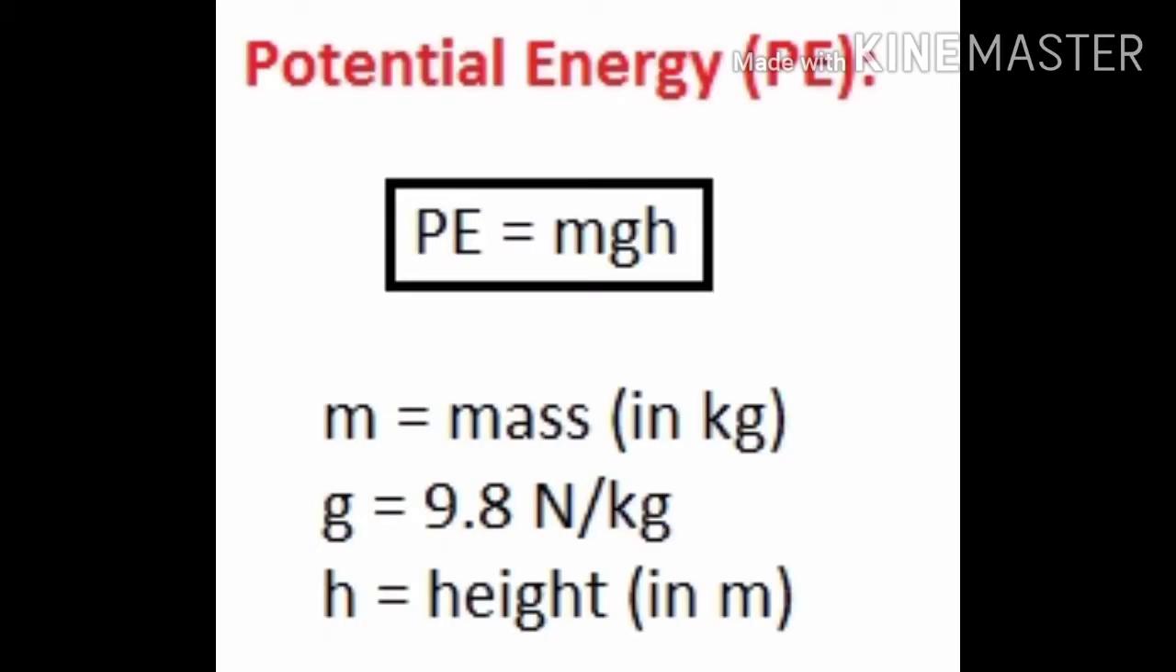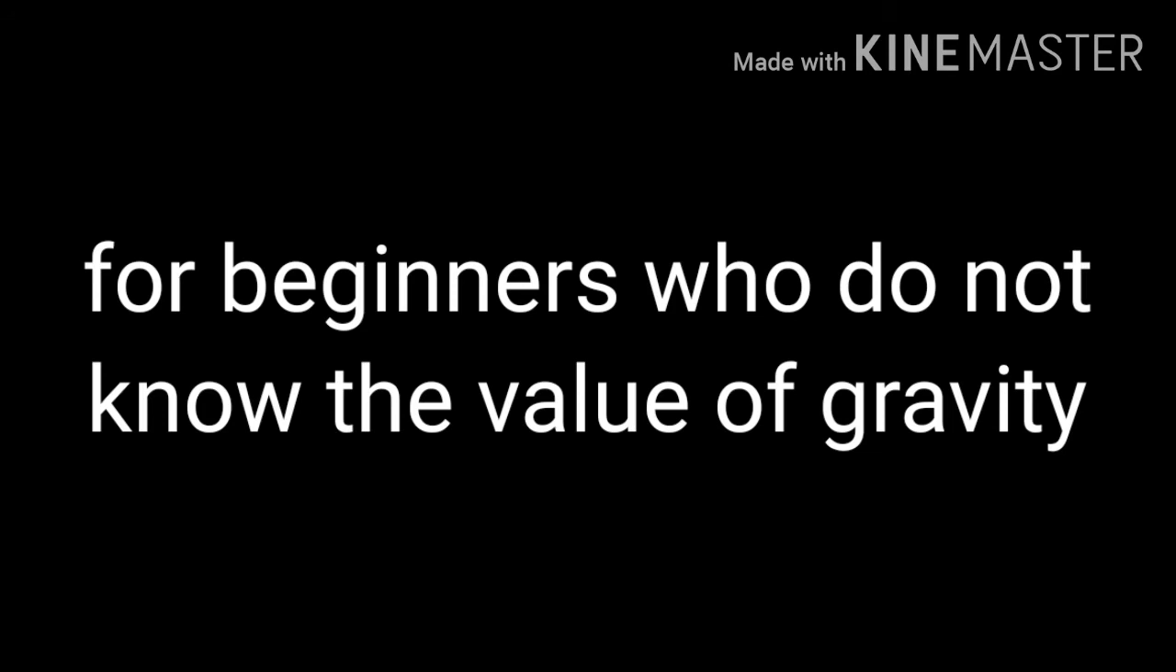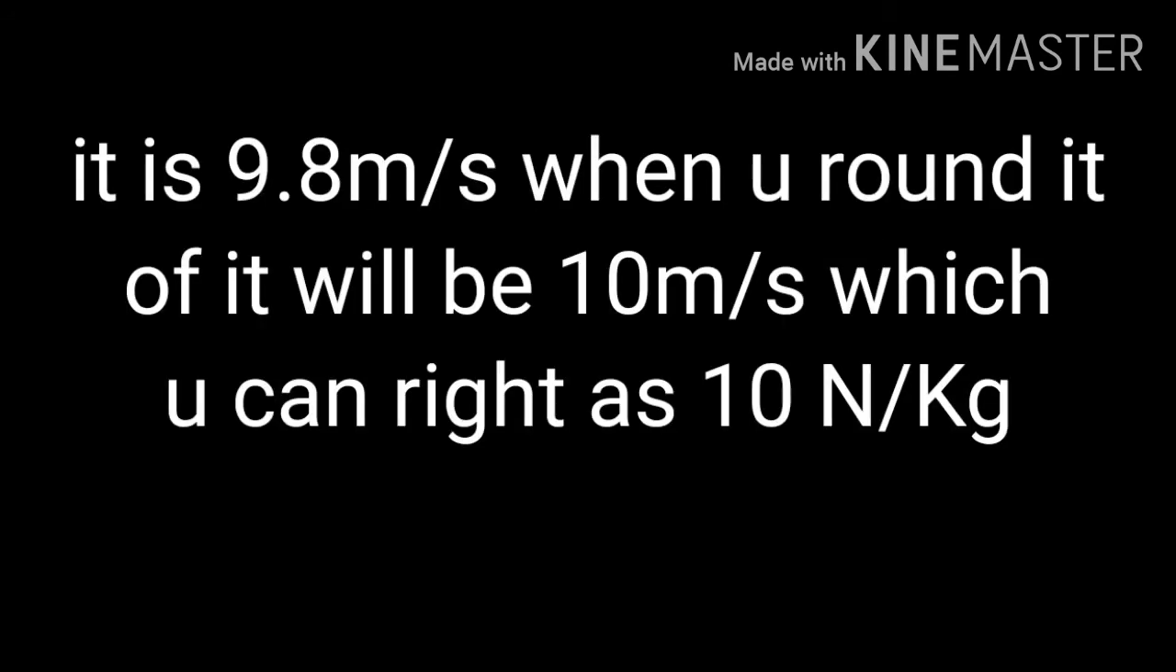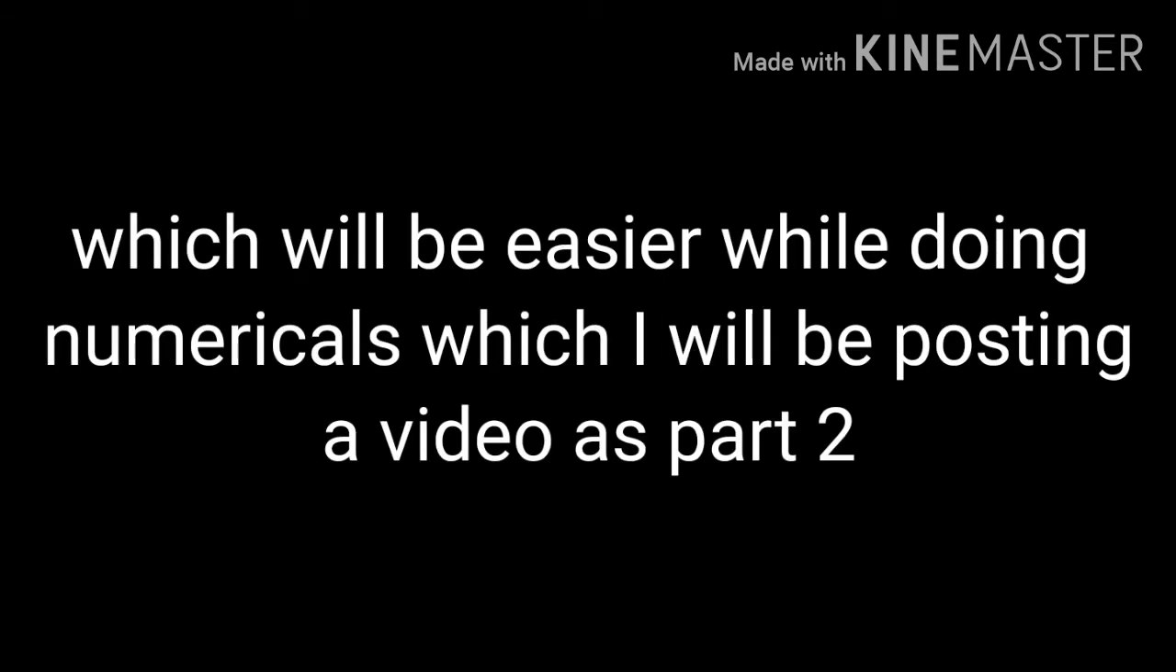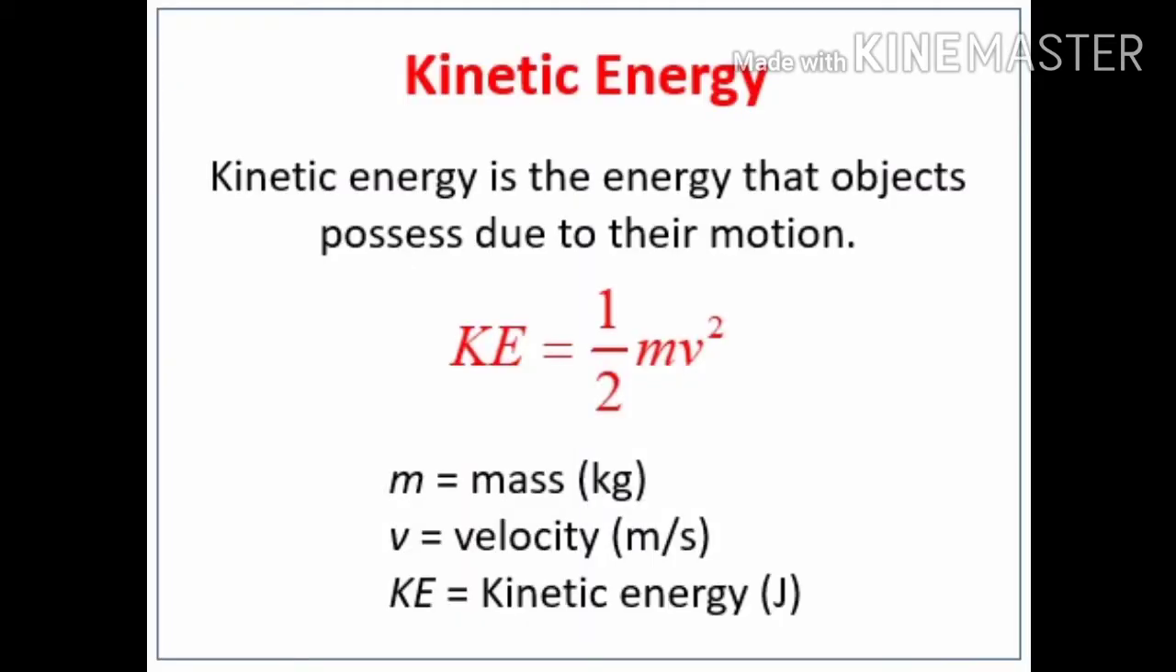If I throw this ball up to a point, it has potential energy. The way to find potential energy is m into g into h, or mass into acceleration due to gravity into height. For beginners who do not know the value of gravity, it is 9.8 meters per second squared, or when you round it off you would get 10 meters per second squared, or 10 Newton per kilogram. So it'll be easier while doing equations, which I will post in a video as part 2.